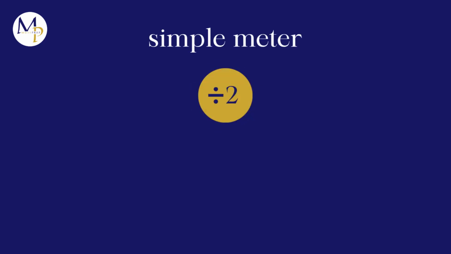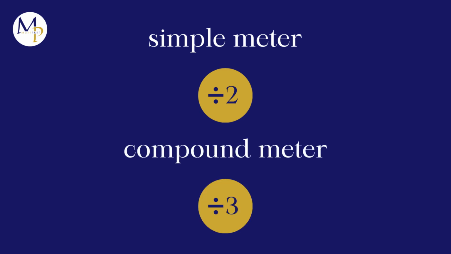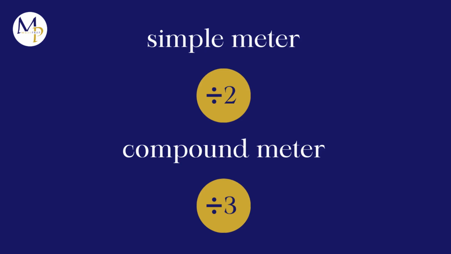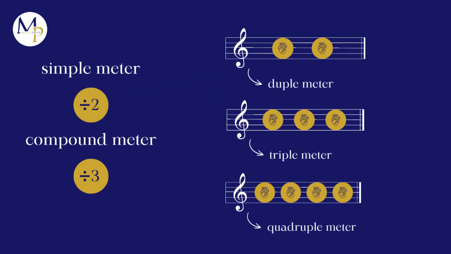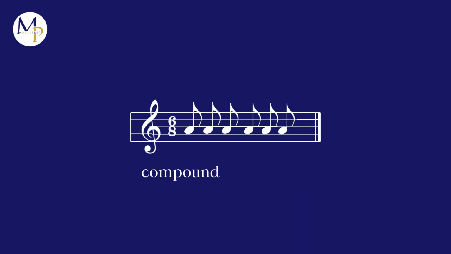To summarize, there are again two important aspects of meter. If each beat divides into two, we call it simple meter. If each beat divides into three, we call it compound meter. At the same time, we describe the number of beats as duple, triple, or quadruple. So a time signature like 6/8 is not just compound, it is specifically compound duple meter.